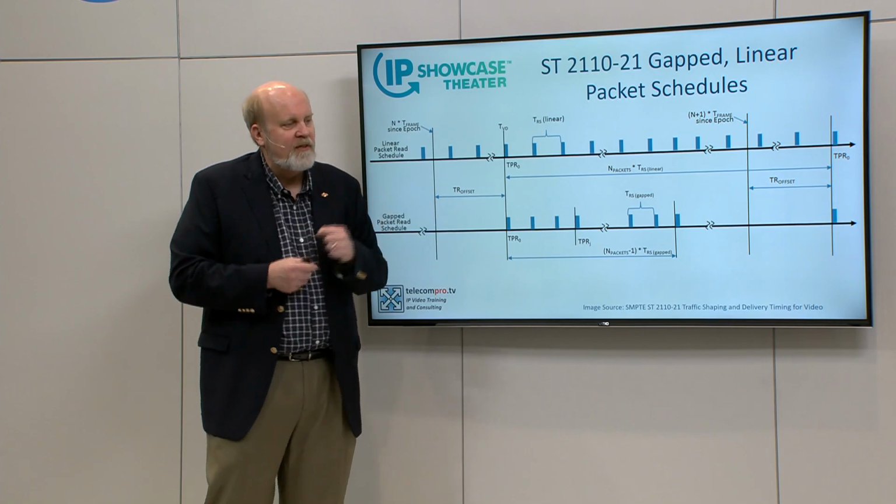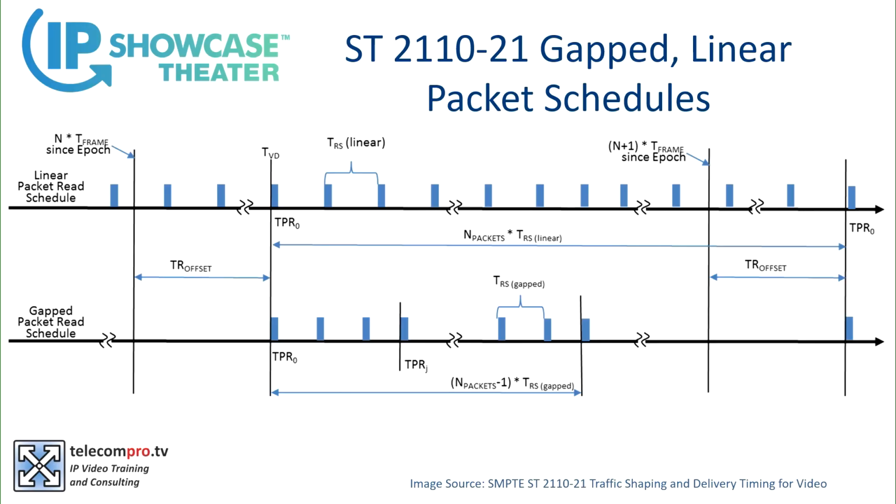So if you look at how we send packets out, there's 2 ways of doing it. One is linear. If I'm sending out, let's say, 3,000 packets for every frame of video, I could just spread those 3,000 packets out during one frame time. The other thing that I could do, which is actually even a little bit more friendly to the devices on the end, is I could use a gapped model.